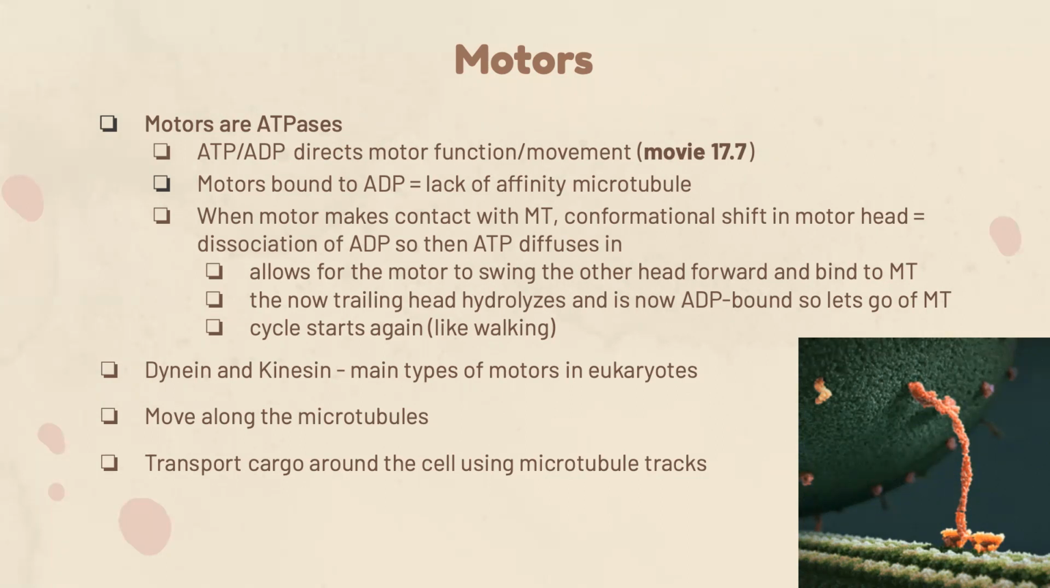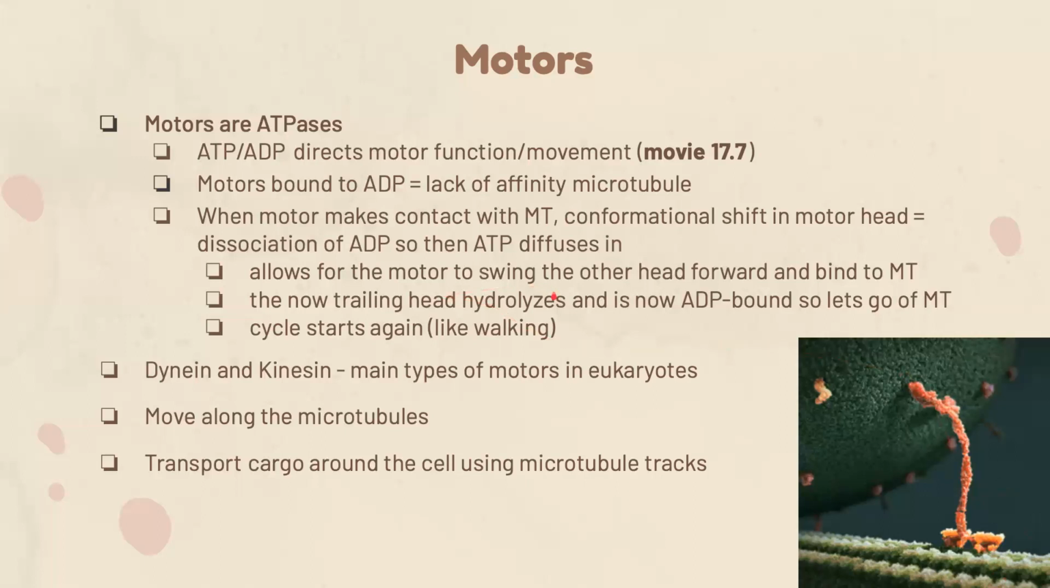As for how it moves, when the motor makes contact with the microtubule, there's a conformational shift in one of these motor heads, and that makes it so that the ADP diffuses out of the motor head and then ATP diffuses in. So you can think of it like originally it was floating around, and then the ADP diffuses out, ATP, which is in abundance around the cell, comes in, and it's going to swing over because now it has a good affinity and snap onto the microtubule.